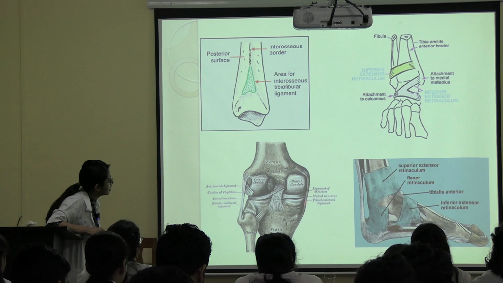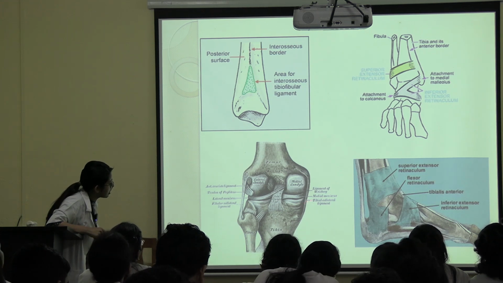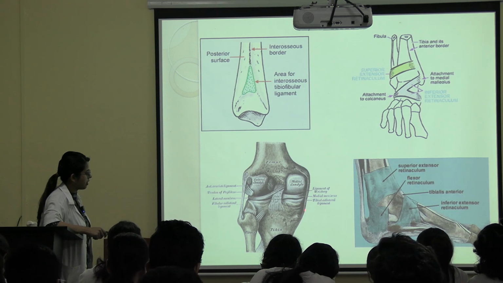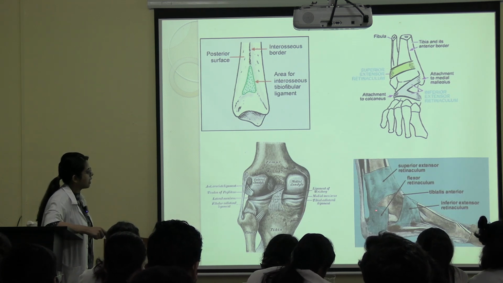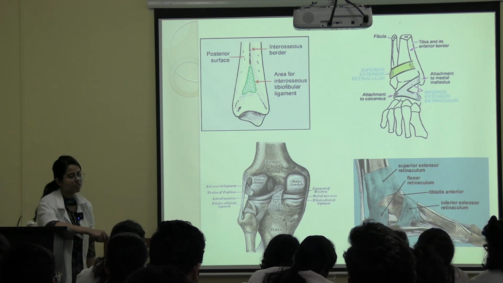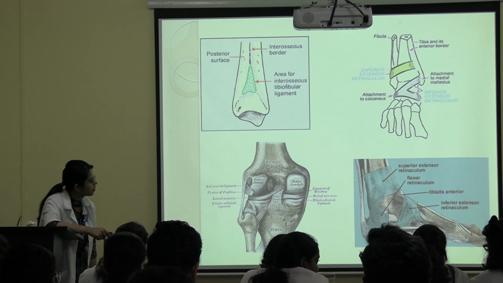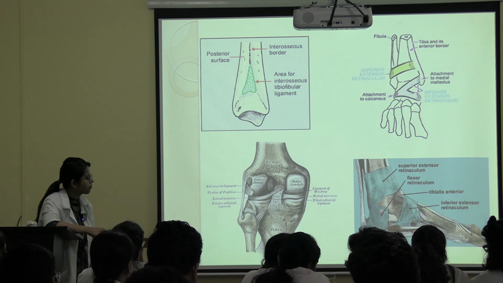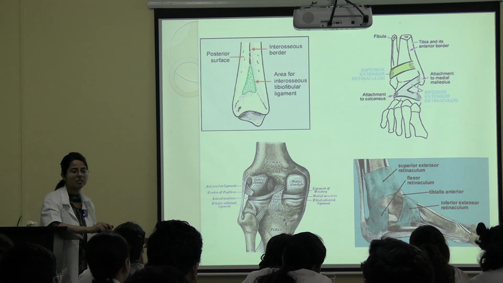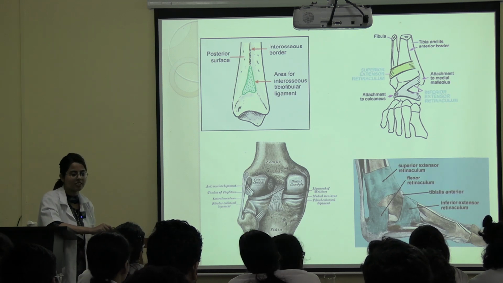And as I told about the tibial collateral ligament, this is the tibial collateral ligament. You can see that it is in the medial part. And this is the flexor retinaculum, which will be attached to the posterior surface of medial malleolus. This is the medial malleolus, so posterior surface of medial malleolus, flexor retinaculum. So the anterior part will have extensor retinaculum and posteriorly flexor retinaculum.